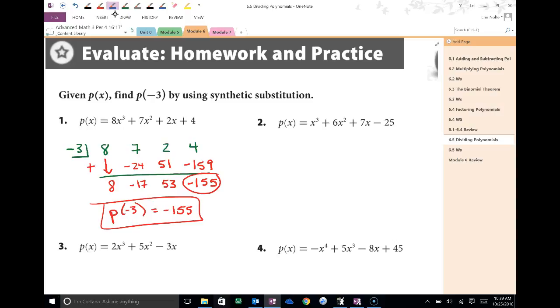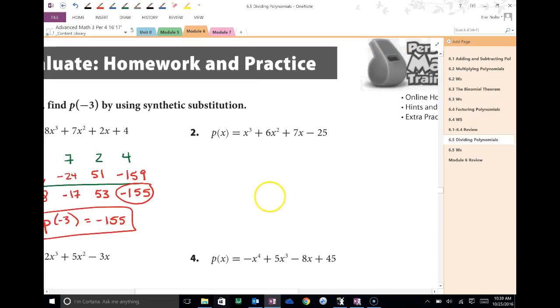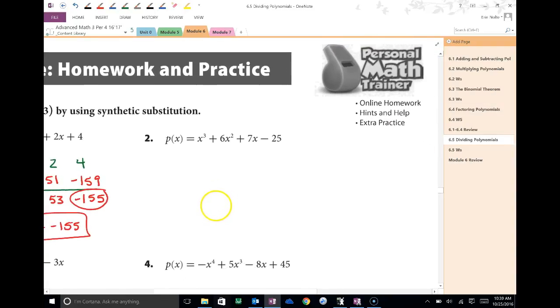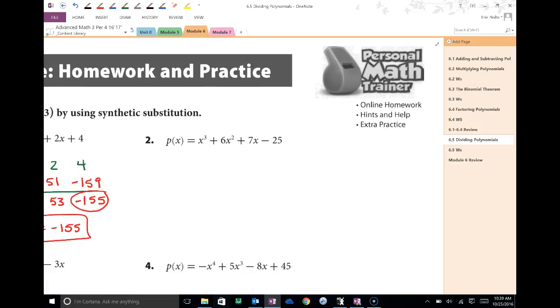Okay, so let's do one more, to make sure we got this. Let's do number 2 here. We're still finding p of -3. So what number is going to go into my box? Negative 3. So I'm going to take negative 3 and throw that in. You could technically find your function at any value. What are the numbers that are going to follow here? 1, 6, 7, negative 25.